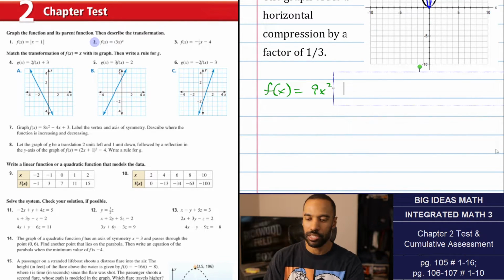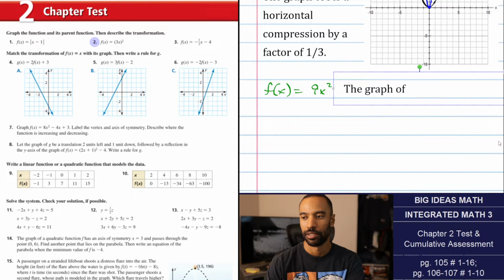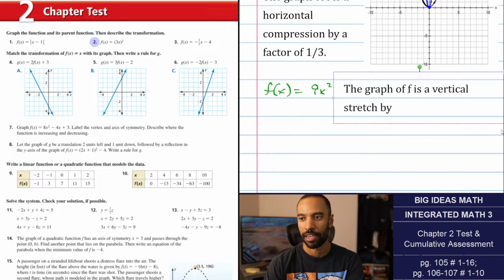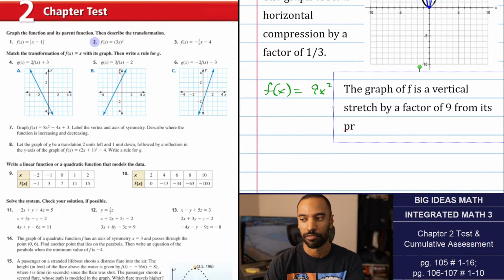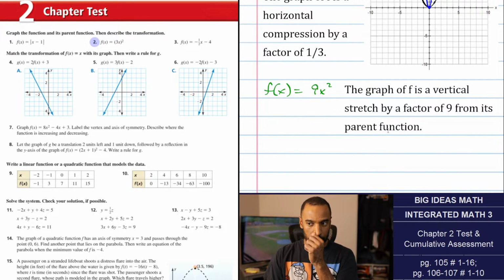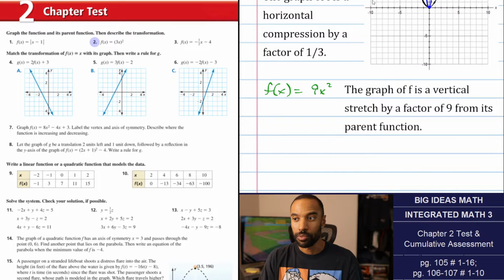You can describe this as the graph of f is a vertical stretch by a factor of 9 from its parent function. And I didn't mention last time from its parent function. I hope that's okay. Is this any different from the other graph? No, it's the same graph.